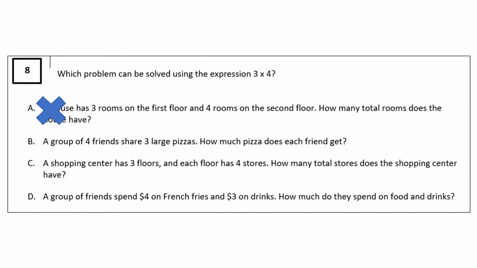Looking back at the original problem, the problem asked me to find which can be solved using the expression 3 groups of 4 or 3 times 4. After drawing a picture and writing an equation for A, I know that A cannot be the right answer because A was an addition problem. So I'm going to slash that trash and move on to answer choice B.